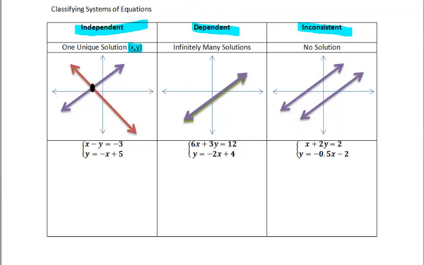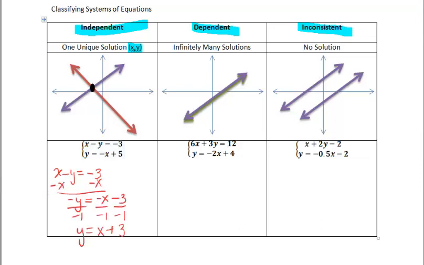It's possible for me to identify which type of system it is without graphing. Let's take a look at this first example. I want to be able to compare what the graphs would look like, but without actually graphing them. The most ideal form for this is the slope-intercept form, or y equals mx plus b. My first equation in this example is not in that form, so I'm going to solve for y.